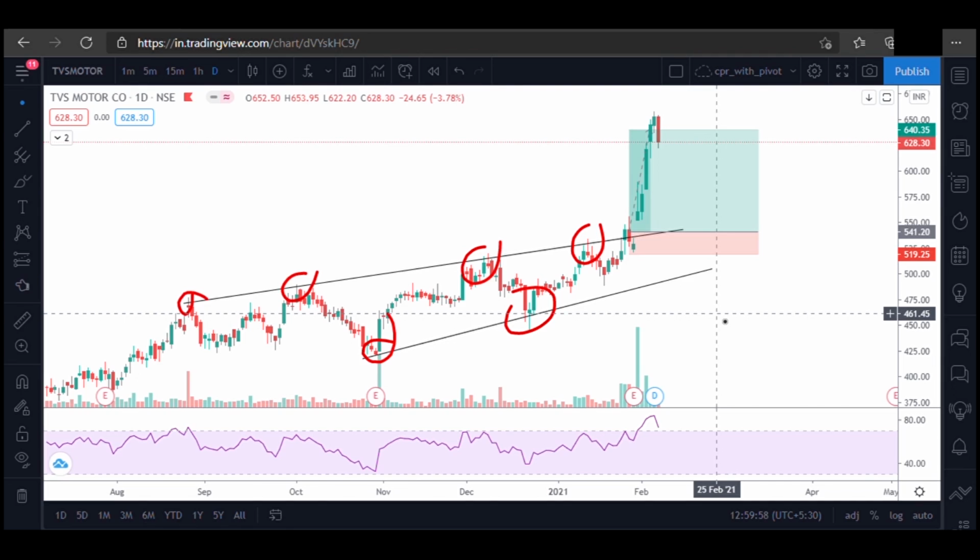And don't worry if you don't know how to draw patterns, how to put stop loss, how to fix targets. Don't worry, because these are very important things: how to draw pattern, where to enter, how to fix stop loss, how to put target, when you should hold the stock even after achieving target. All these things are very important for swing trading using price action.